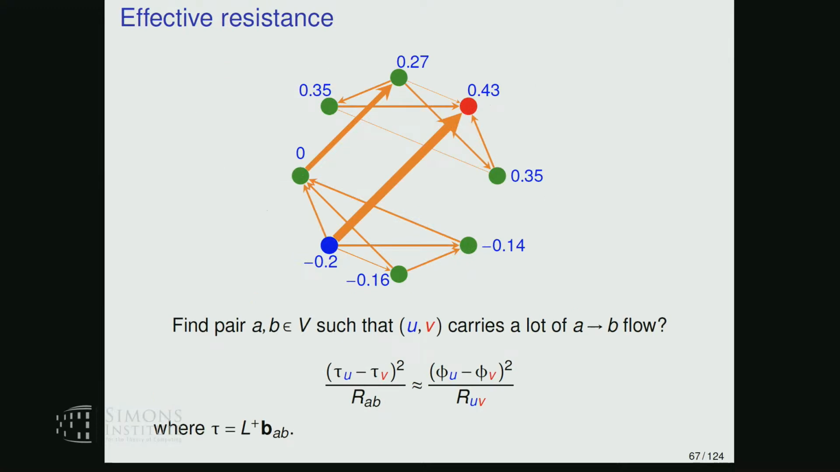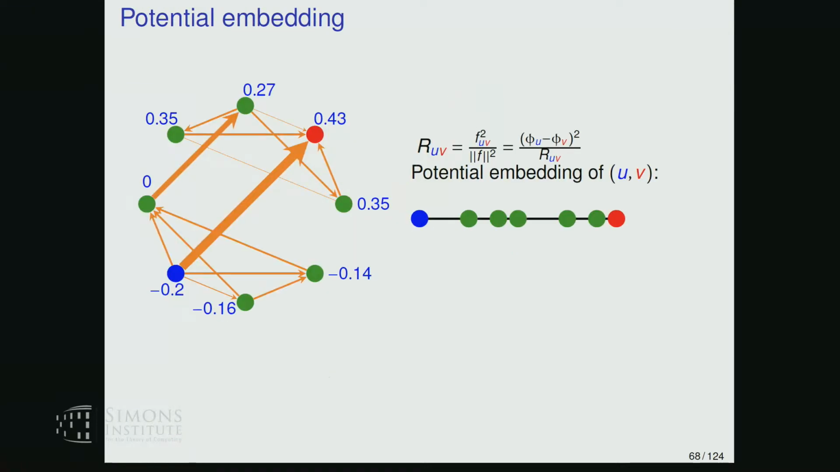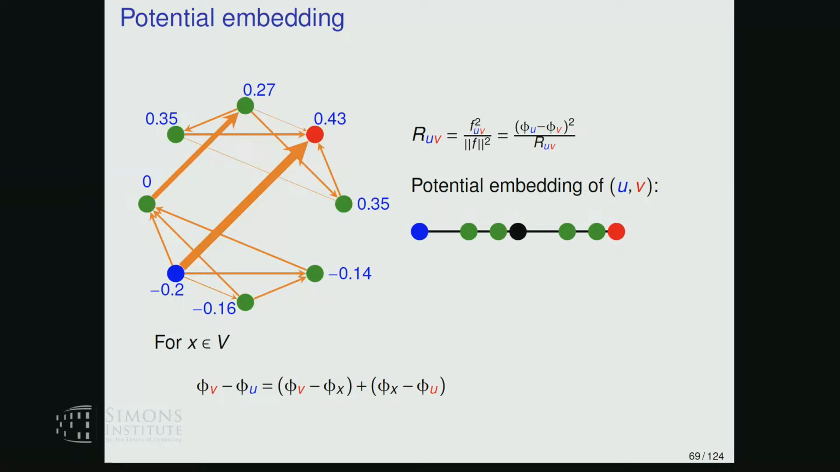All right, so why is this useful? We're trying to find this pair AB such that UV carries a good fraction of AB flow. So let's look at the UV experiment, where phi are the potentials. When you send a unit of flow from U to V, the minimum potential will be at U, the maximum at V, and everybody else will be in the middle. Here's the picture that goes along with this. This is U, this is V, and these are all the other vertices of the graph. We call this the potential embedding of U and V. That's an embedding of the vertices of the graph induced by sending a unit of flow from U to V.